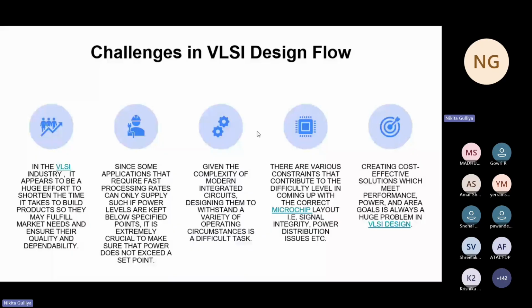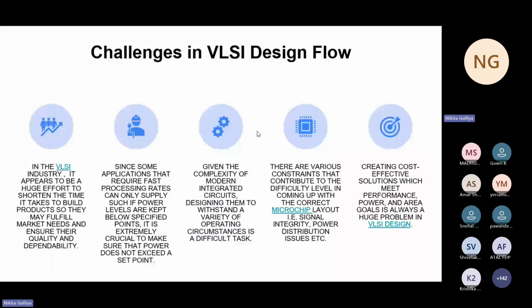The complexity of modern integrated circuits is also a big challenge. Today's chip must operate correctly across different temperatures, voltages, and workloads. Designing systems that work reliably under all these conditions is very difficult.